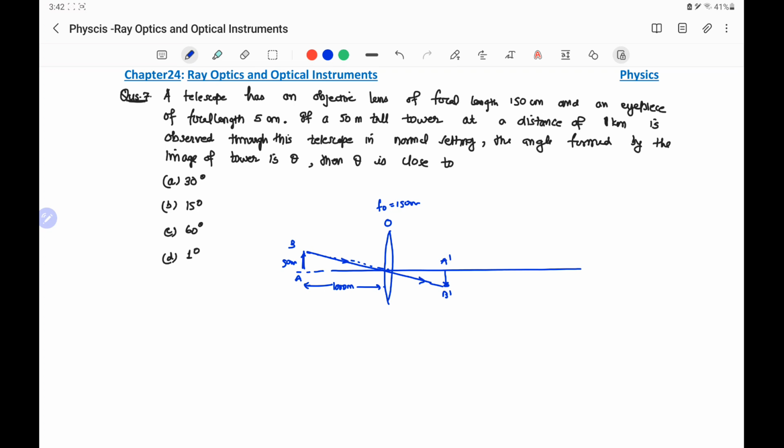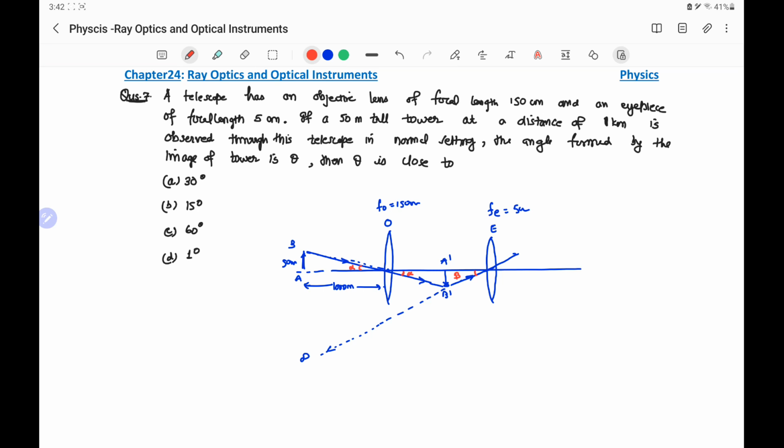For normal setting, the final image is formed at infinity, so the image A dash B dash will be at the first focus of the eyepiece, and the focal length of the eyepiece is given as 5 centimeter. One of the rays from the image A dash B dash through the optical center of the eyepiece will also pass through without any deviation, and in backward tracing the image is formed at infinity. If we consider the angles, the angle subtended by the object is alpha, so this angle will also be alpha, and the angle subtended by the image is beta.